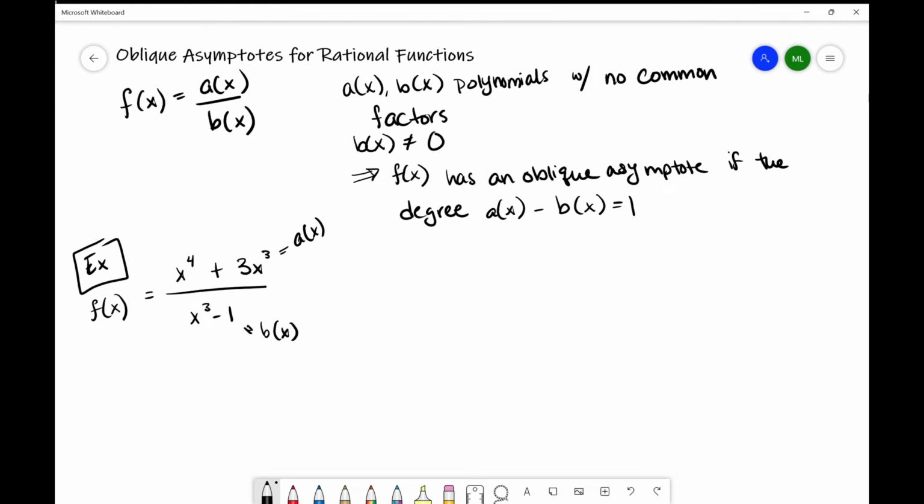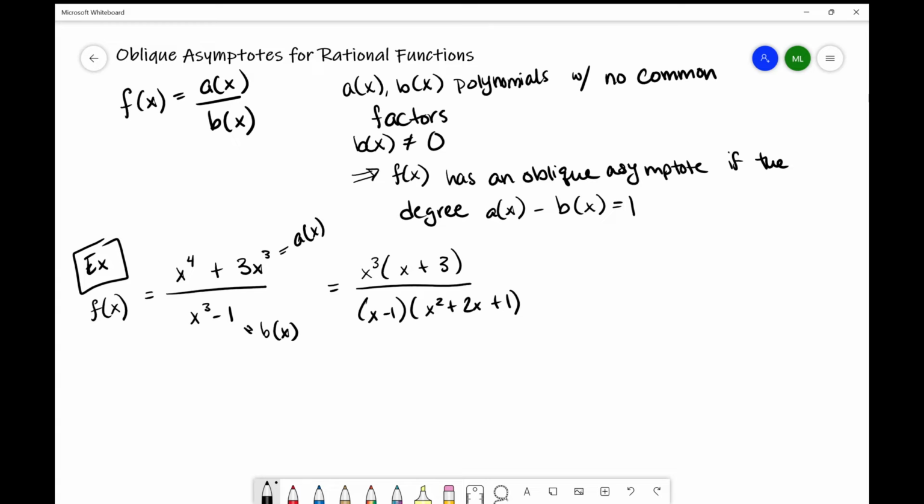Okay, so let's try to factor it down and see if there's anything that can be canceled. For the top part, I can take out an x cubed, leaving me with x plus 3. For the bottom one, I have the difference of perfect cubes. x is x cubed, obviously, and 1 is also a cube. So we have x minus 1, applying the difference of perfect cubes, then we have x squared plus 2x plus 1 in the bottom.